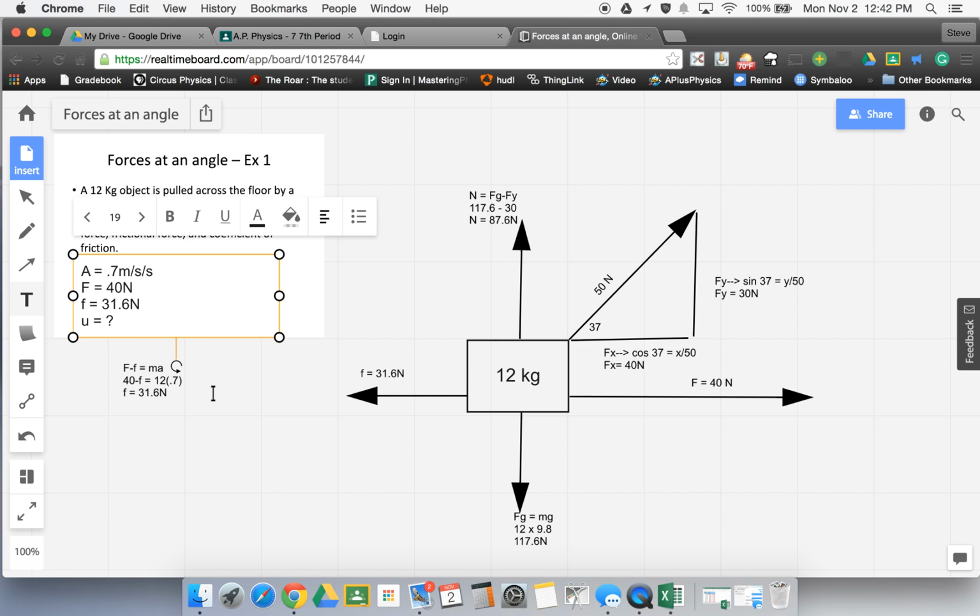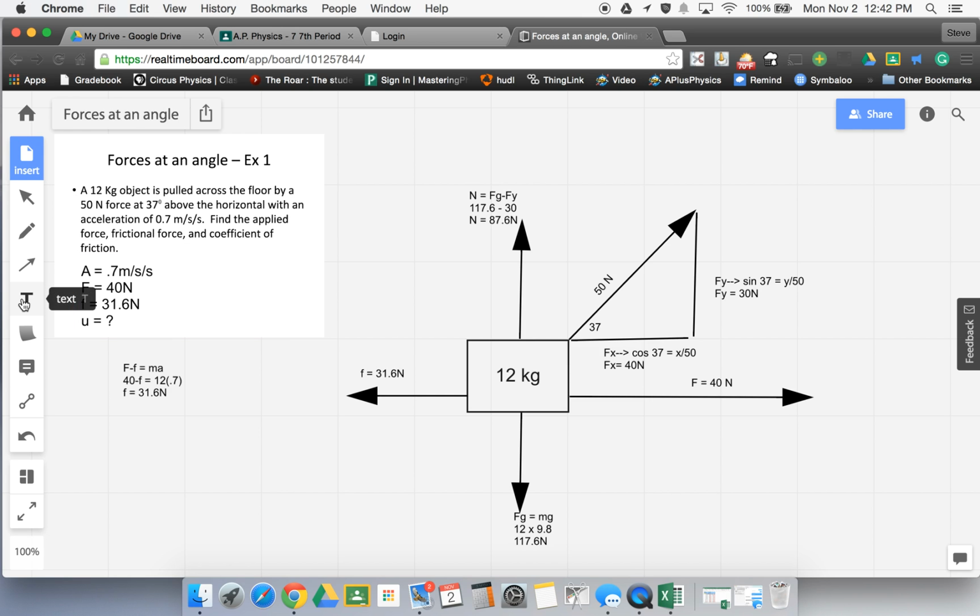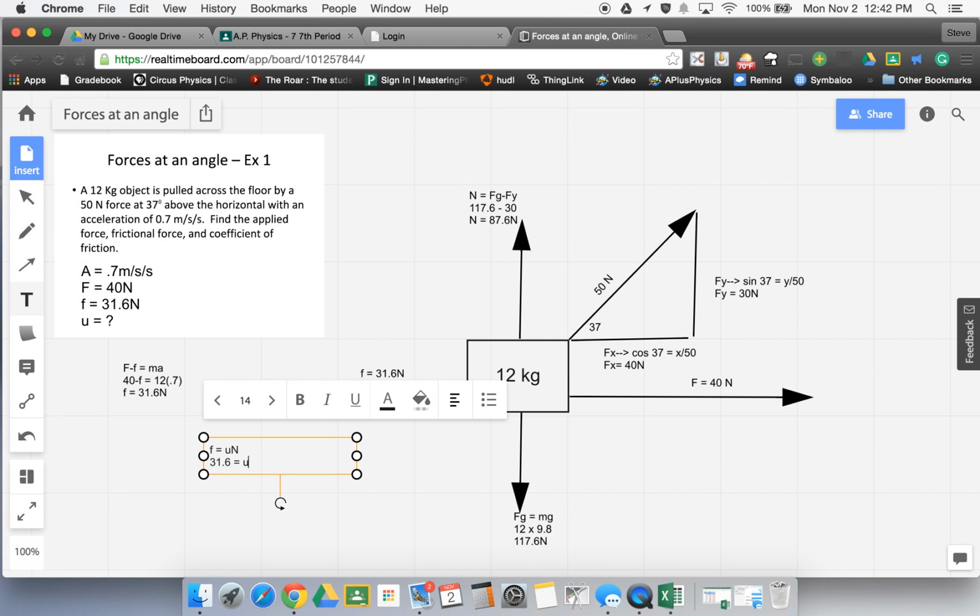Now I need to find the coefficient of friction. Well, just like what we did before in the horizontal problems, I know that friction is equal to the coefficient of friction times the normal. Well, friction was 31.6, I just found that, is going to be equal to the coefficient times the normal of 87.6 newtons. So really, I'm just dividing 31.6 by 87.6. And I find out that my coefficient of friction, mu, is equal to 0.36.